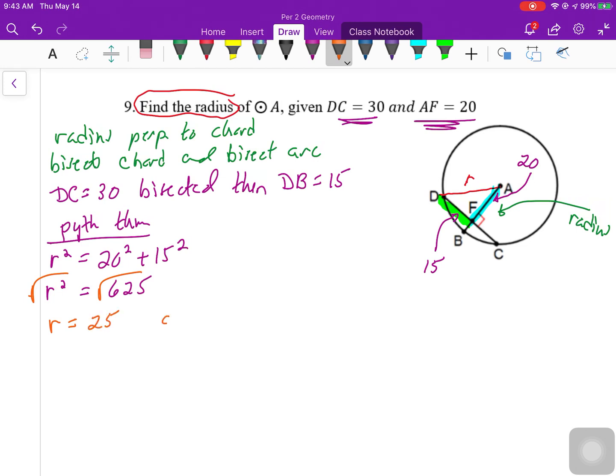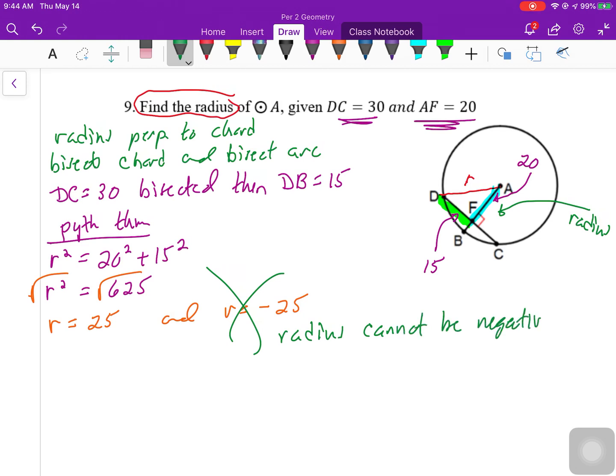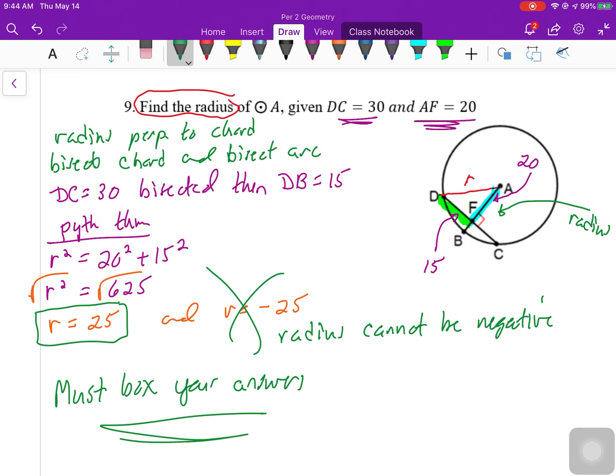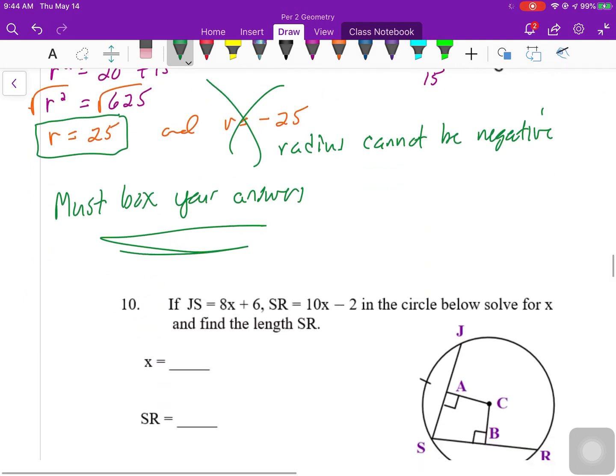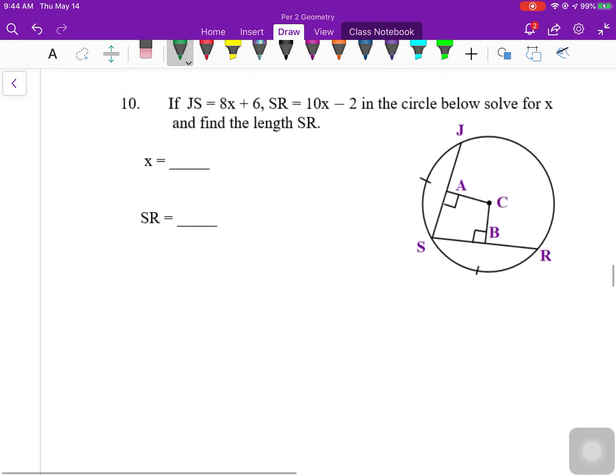To solve it, we use square roots. We take the square root of both sides. We end up with two answers. We end up with r is equal to positive 25 and r is equal to negative 25. But yet again, we cannot use the negative here. Radius cannot be negative. So our only answer is positive 25. And once again, you must box your answers. Do not forget that.